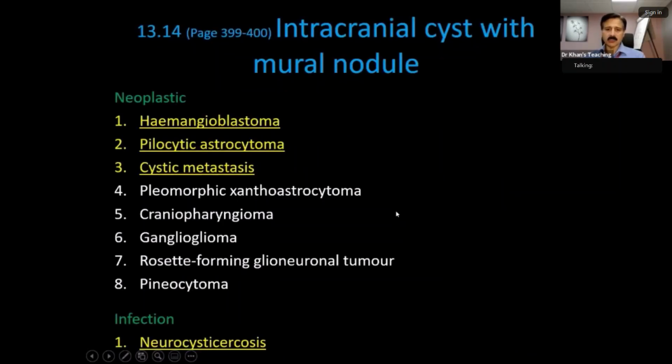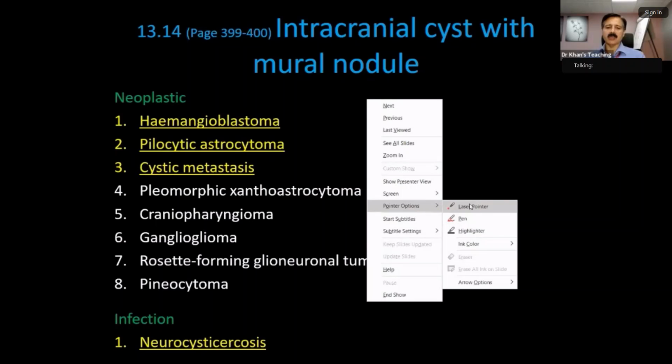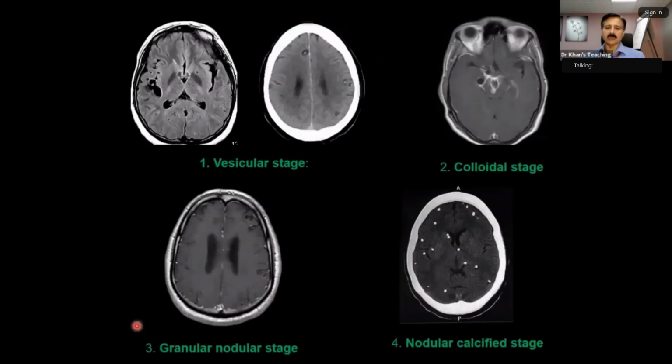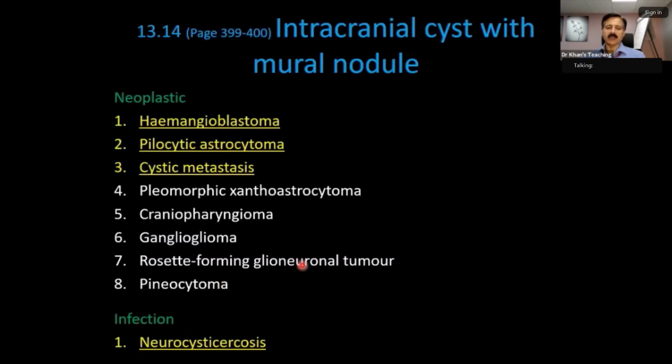A few differential diagnoses, just to make my point. Neurocysticercosis is in the list in your Chapman. One of them is intracranial cyst with a mural nodule. This is in your new Chapman. If you see neoplastic and infection, so there is a cyst with a mural nodule, and the only infection is neurocysticercosis, just like this case, this nodule, it's a key finding. So only infection which can cause this.